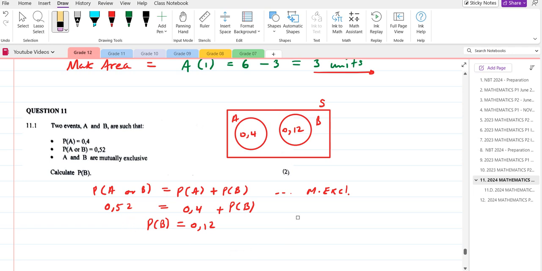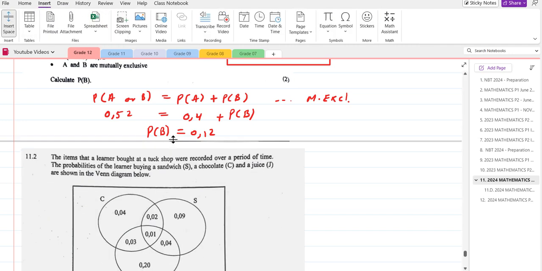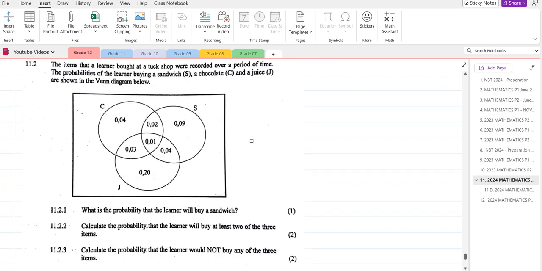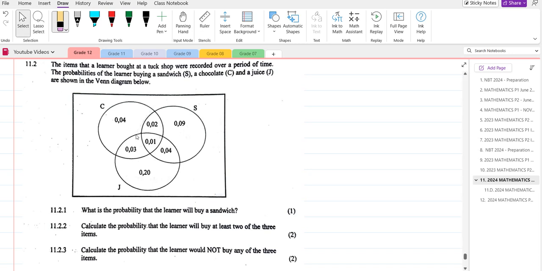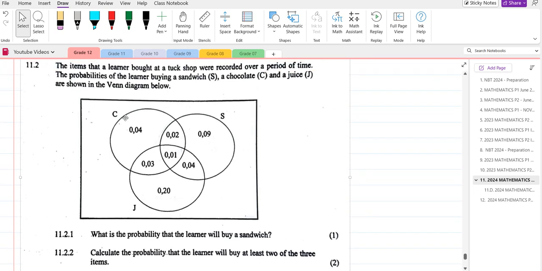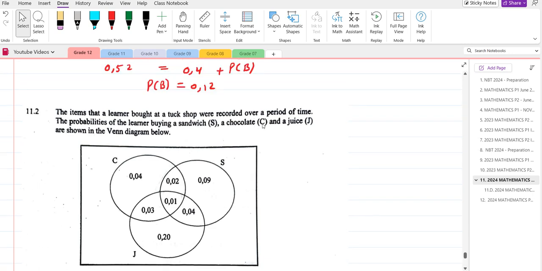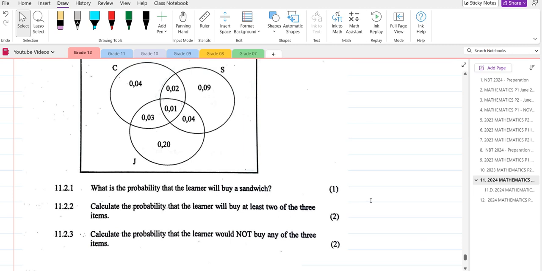Right, so next problem. What we have here is a three-way Venn diagram, and all the probabilities are given. Very simple. The items that a learner bought at a tuck shop were recorded over a period of time. The probabilities of the learner buying a sandwich, a chocolate, and a juice are shown in the Venn diagram below. What is the probability that the learner will buy a sandwich?